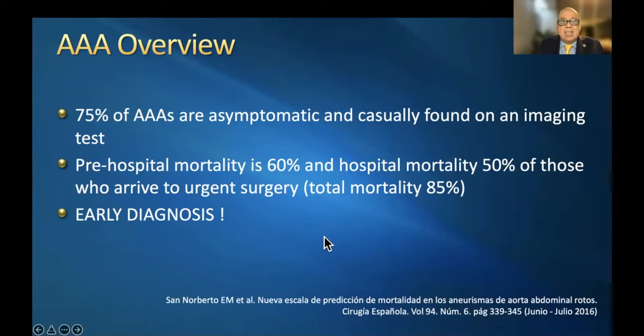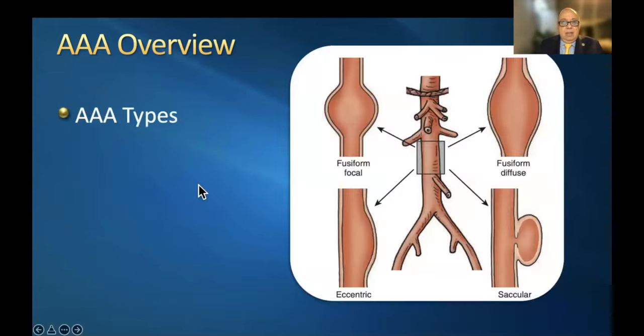This is mandatory. There are different types of AAAs: the fusiform focal, the fusiform diffuse, the eccentric, and the saccular. The most frequently seen AAAs are number one, number two, and number three. Saccular, you can see it, but with less frequency.